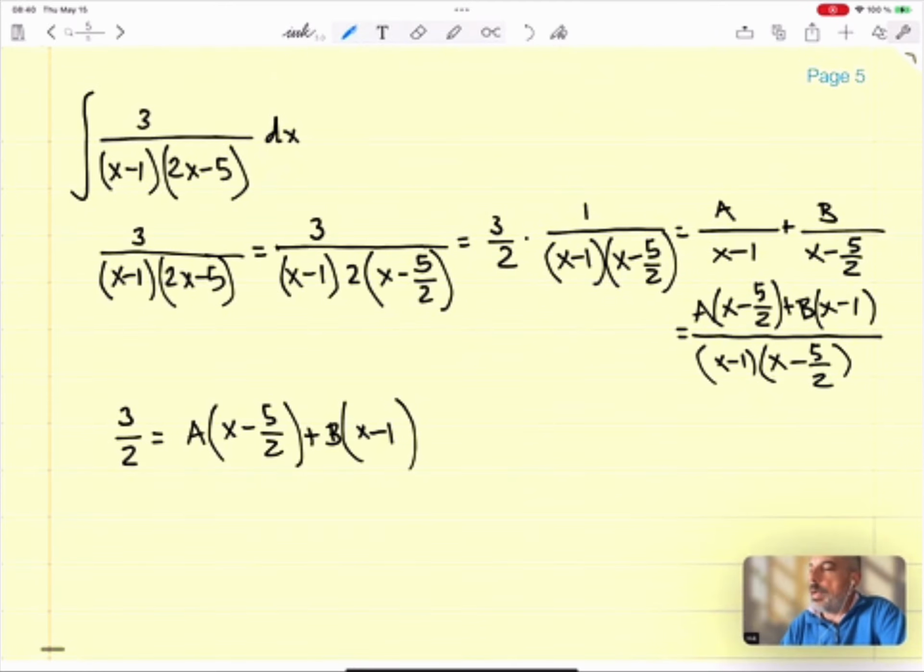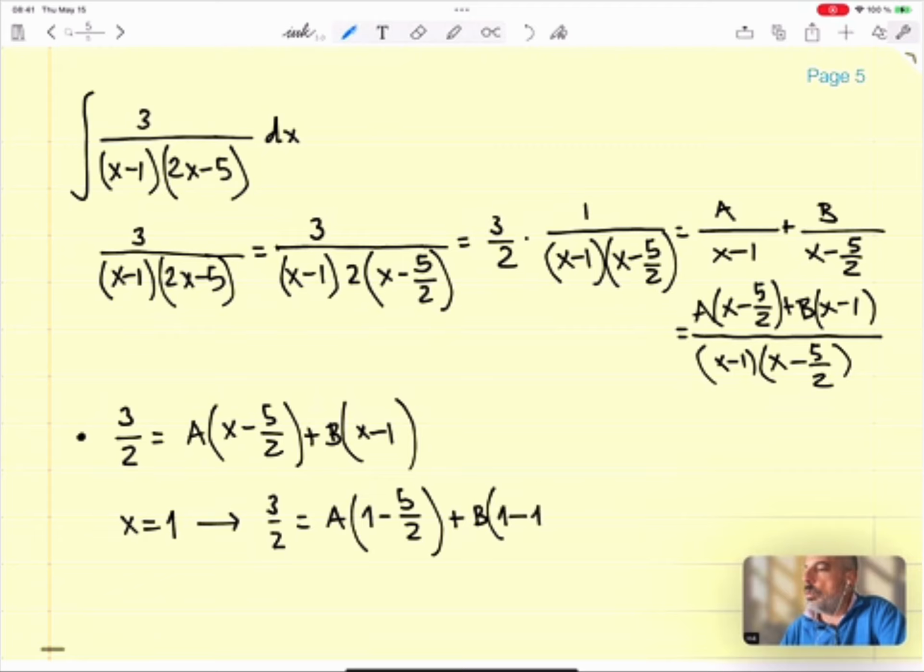So now we give values to x. So if x is 1, then 3/2 equals a times (1 - 5/2) plus b times (1 - 1), which is going to be 0. Okay? That's why we choose x = 1, to take the b term away. So 3/2 equals a times minus 3/2. So a is minus 1.